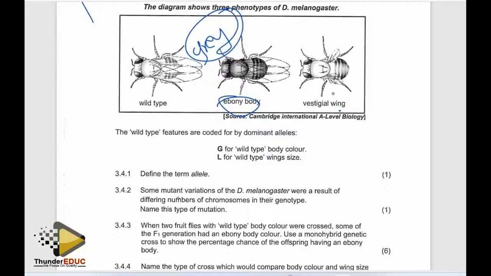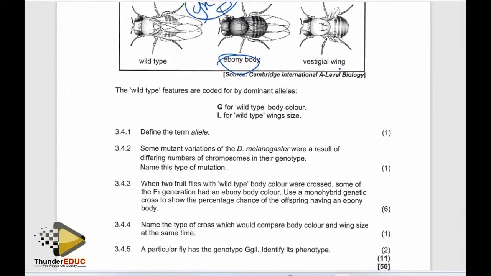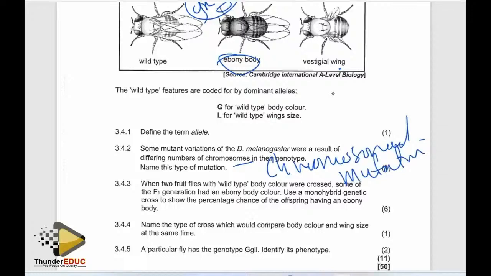Some mutant variations of Drosophila melanogaster were as a result of a different number of chromosomes in the genotype. Name the type of mutation. I told you, this paper is full of mutations. Because it is a change in the number of chromosomes, it becomes chromosomal mutation. Chromosomal mutation, so that's the answer.